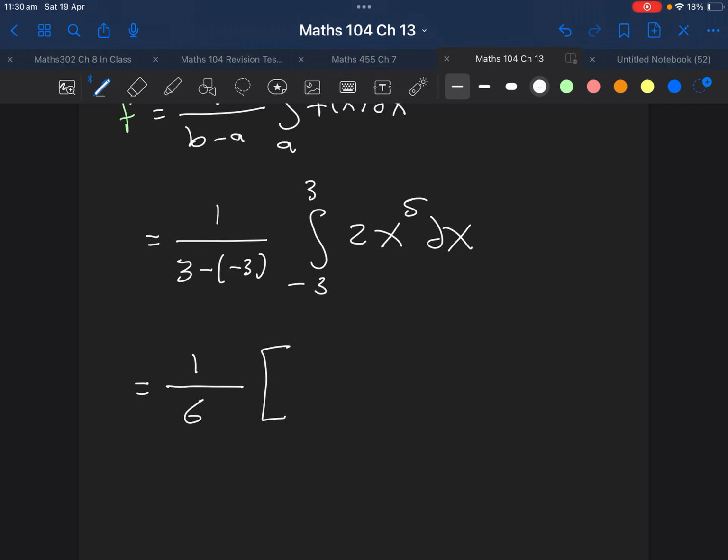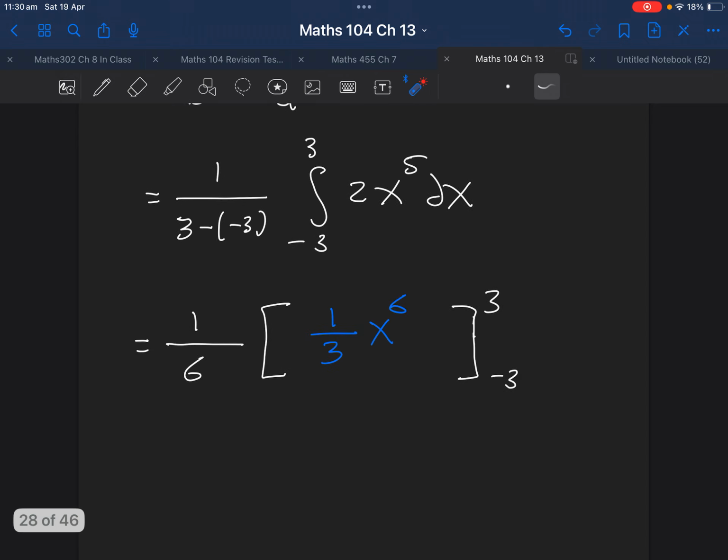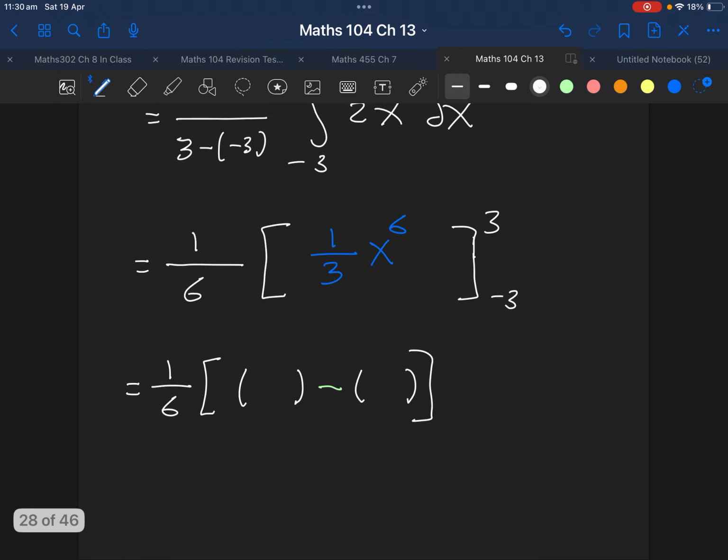And then we have the integral up here, which is x to the power 6, times 1 over 3. Why? Because remember, if you add 1, you get 6. You divide by 6, you get 1 over 3. Now you have to substitute 3, and you have to substitute negative 3.